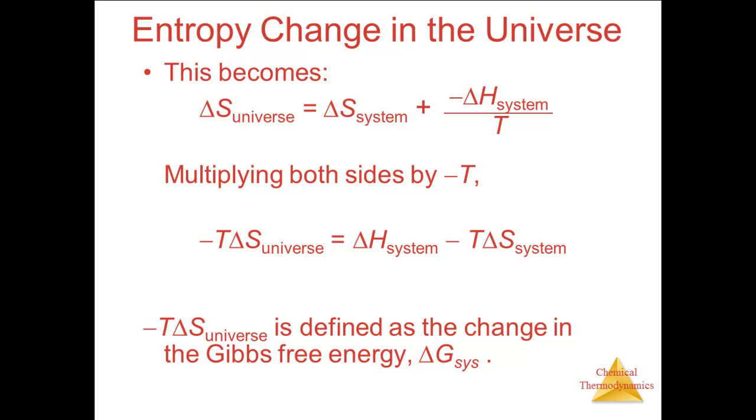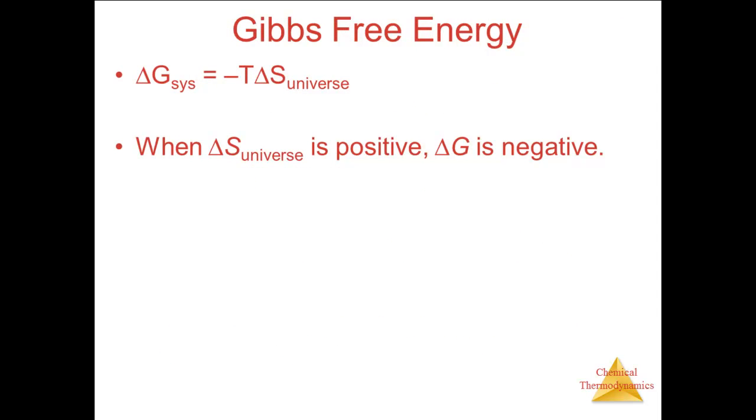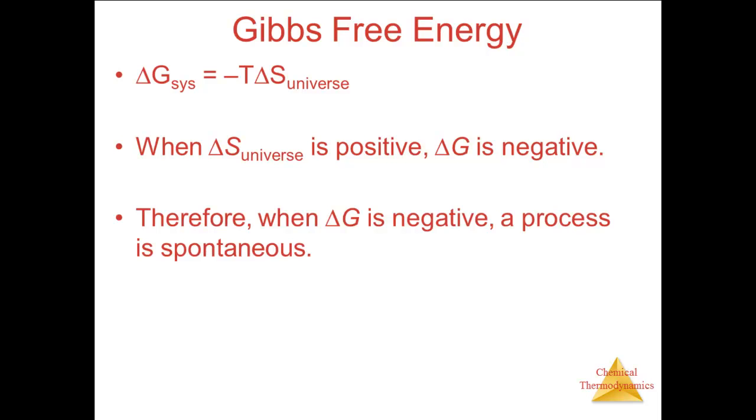Minus T delta S for the universe is defined as the change in the Gibbs free energy for the system, delta G system. Since a spontaneous process has a positive value for delta S for the universe, then the value of delta G is negative for a spontaneous process.